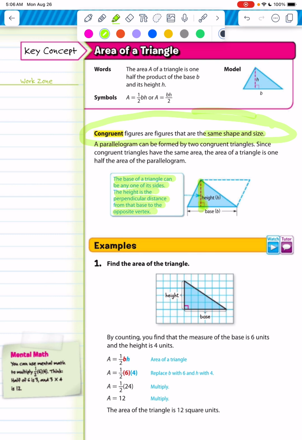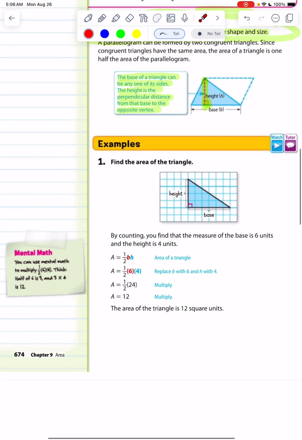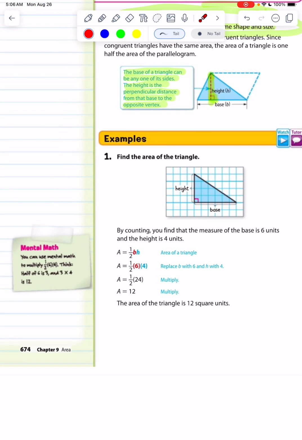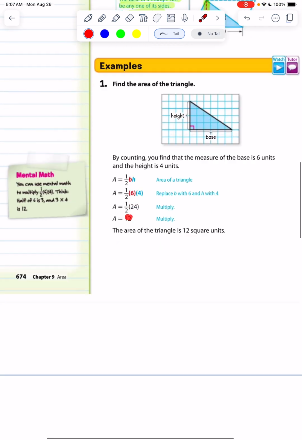Okay, so don't be tricked into thinking that this is the height. This is not the height. Okay, it has to be a straight up and down line. Okay, perpendicular, like a T, perpendicular to your base. So here we have, let's see, we're going to find an actual area. And so they counted units this time, 1, 2, 3, 4. All right, so, and then 1, 2, 3, 4, 5, 6. 4 times 6 is 24. Divided that by 2 and got 12.